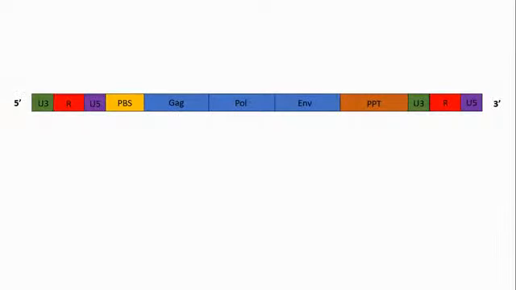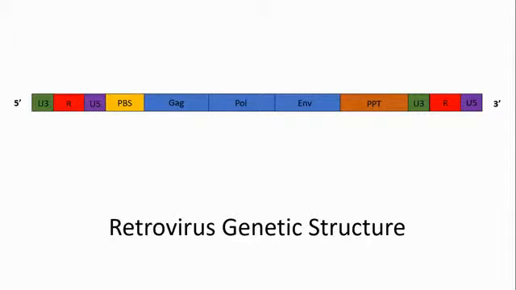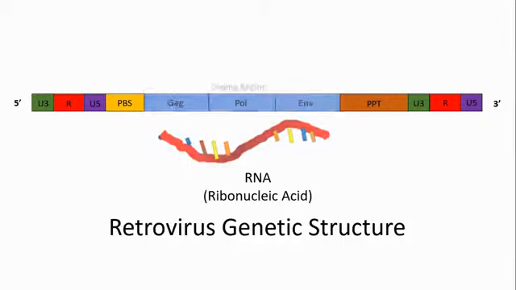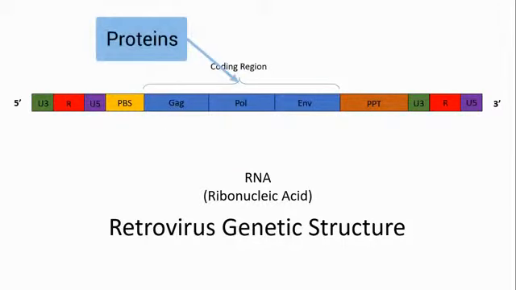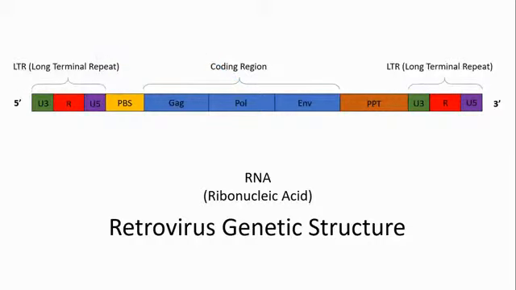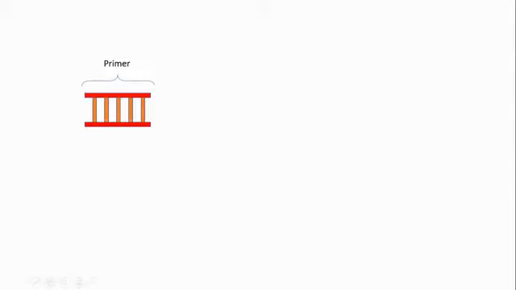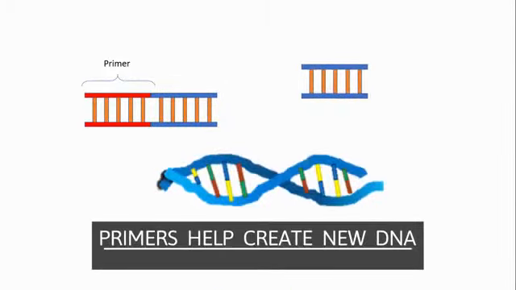Okay, so before we talk about the process, it will be helpful to know the basic genetic structure of a retrovirus. It is composed of RNA or ribonucleic acid. The coding region codes for proteins that make up the virus. The LTRs are identical and each has a U3, R, and U5 region. The R regions are important to reverse transcription, and the primer binding site and polypurine tract are as well, because they provide areas for primers to stick onto. Essentially, a primer is a sequence of DNA or RNA that acts as a base for nucleotides to build off of in the synthesis of new DNA strands.